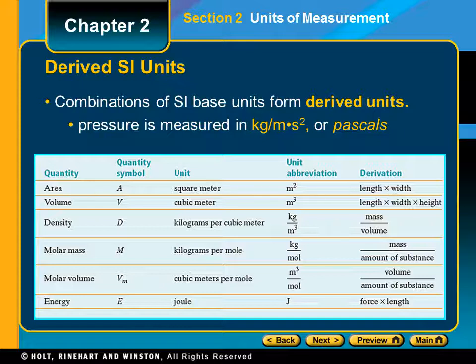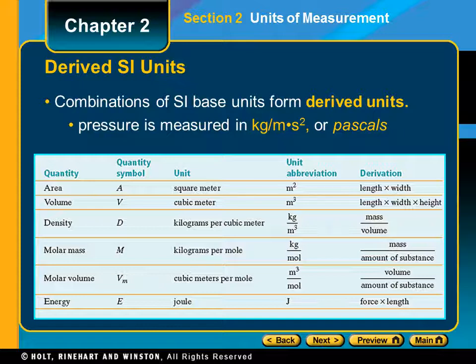Density is mass over volume. So it's kilogram over cubic meter, or kilograms per cubic meter. Molar mass is mass over amount of substance. So it's kilograms per mole. Molar volume is volume over amount of substance. So it's cubic meters per mole. This is what we mean by derived. These are combinations of SI units.